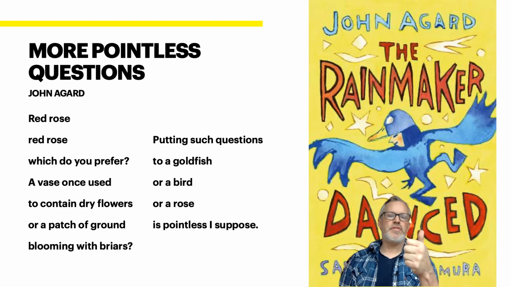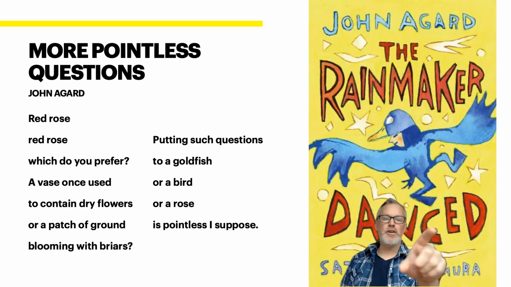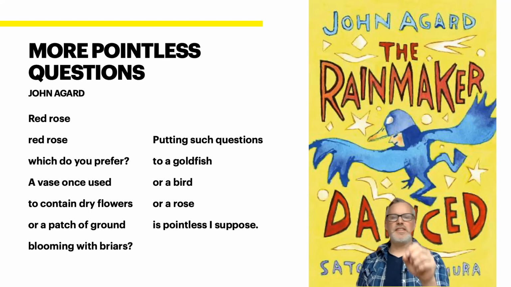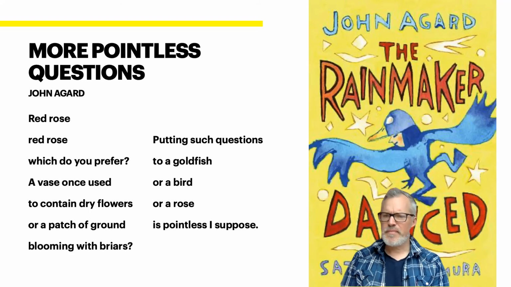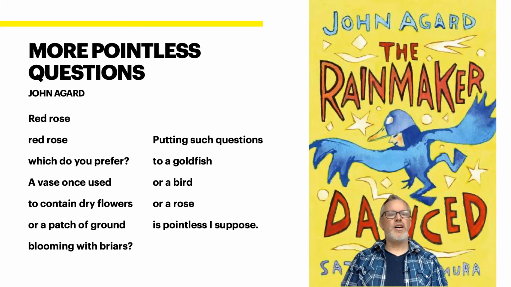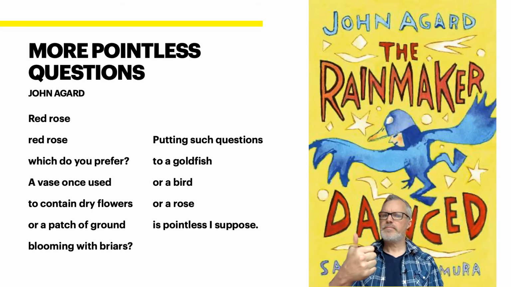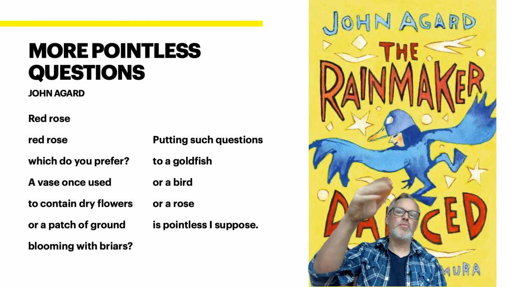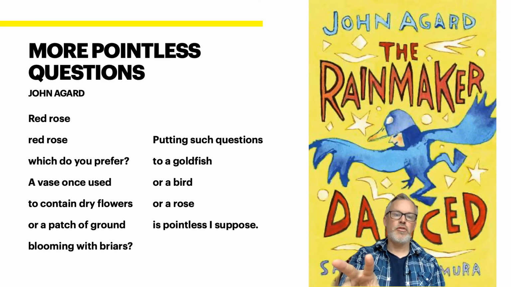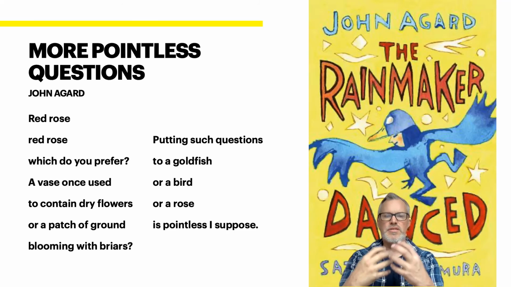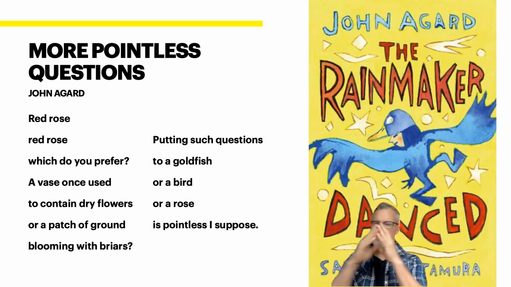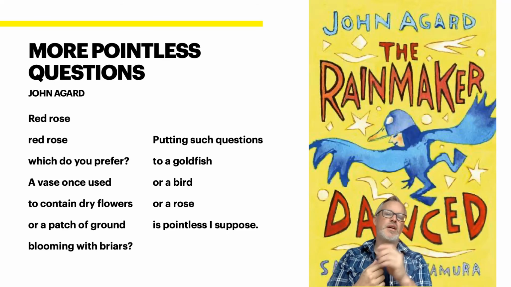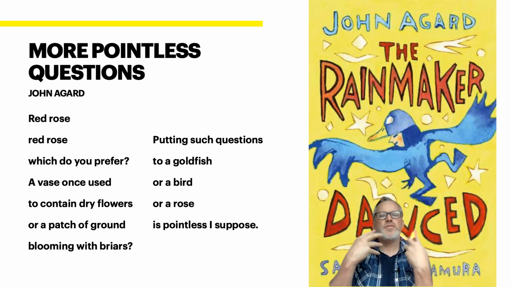Putting such questions to a goldfish, bird, or a rose is pointless, I suppose. A lovely little full rhyme on rose and suppose, with that different line length and very different rhythm. So we've got some very good examples there of full rhyme, half rhyme with flowers and briars, and internal rhyme on nearly all of them, because of the form and how each stanza or verse is set out here. Putting such questions to a goldfish or a bird or a rose is pointless, I suppose. But the rose and I suppose also functions as a form of internal rhyme.